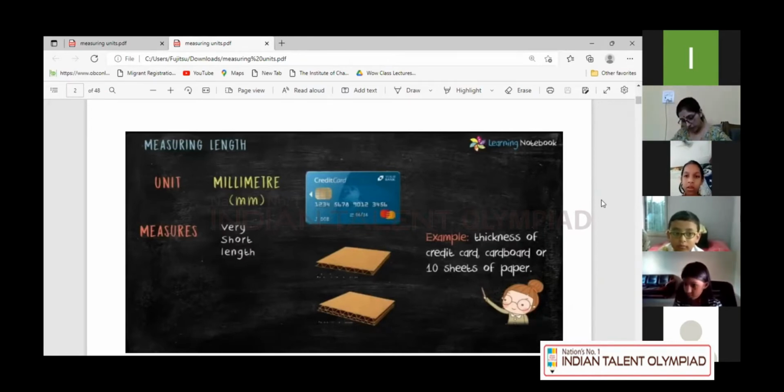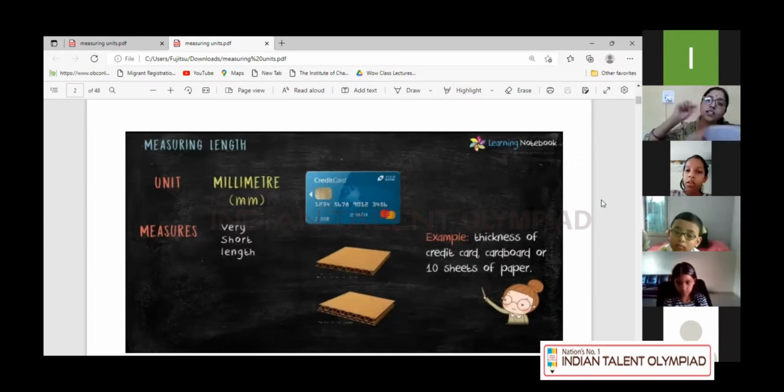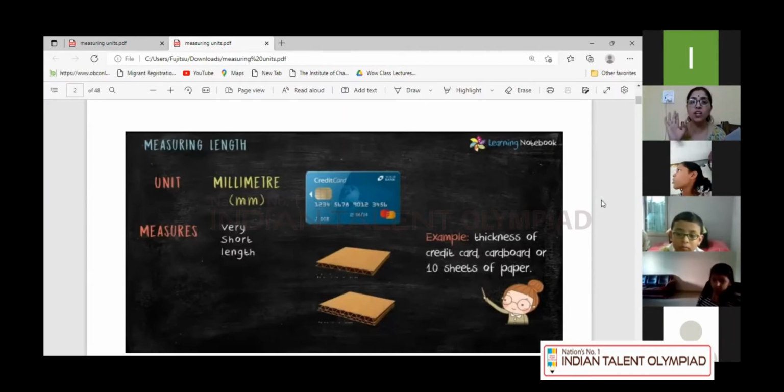Suppose I have a paper, I will show you. If somebody asked you or asked me, what is the thickness of this paper? How will you measure the thickness of this? Millimeter. And what is the meaning of thick and thin? All of you know what thin is?